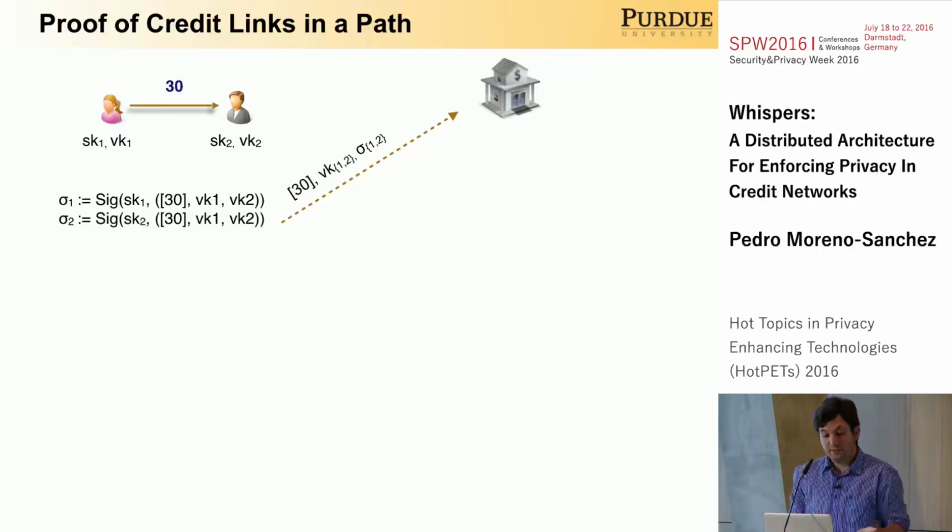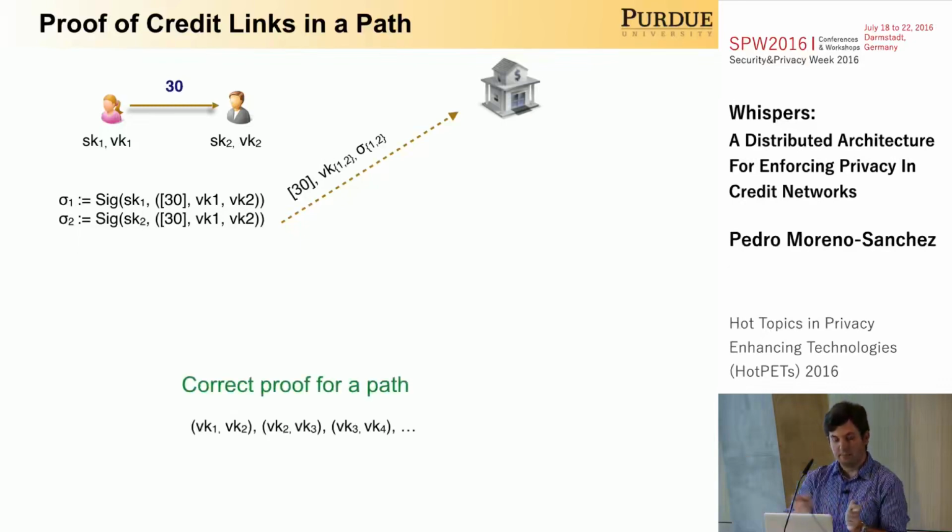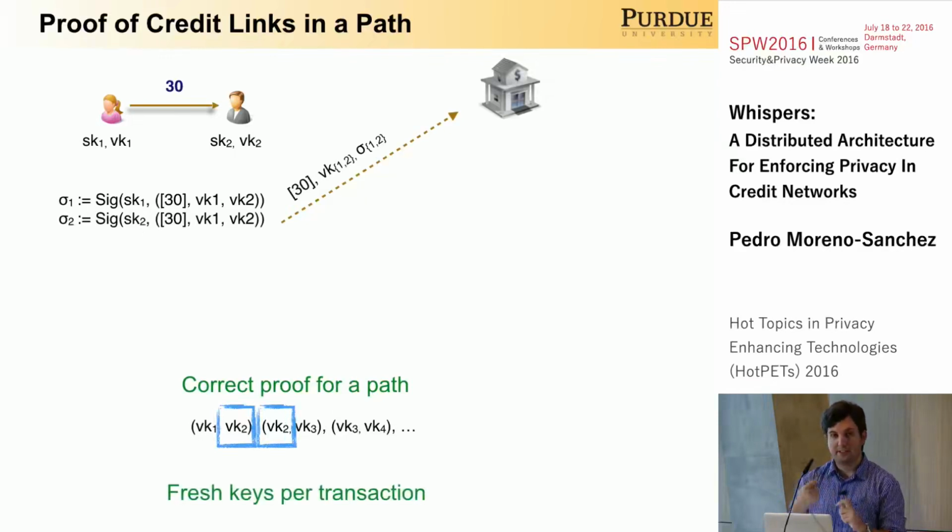What we observe is the following, that this is enough for the landmark to check that this is a correct proof of a path. So imagine that the landmark gets this pair of verification keys. The only thing that the landmark has to check is that consecutive keys in this pair are actually the same. The other point that we observe is that if we make use of fresh keys for each transaction, any two transactions in the system are going to be unlinkable.